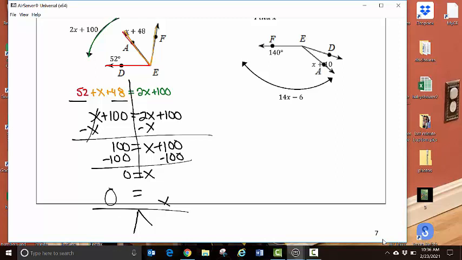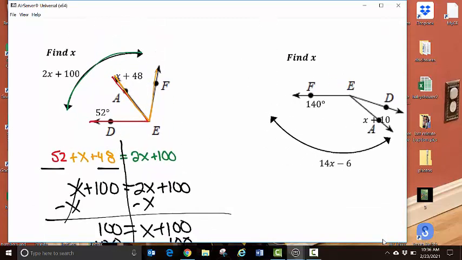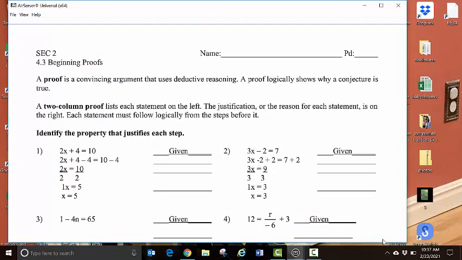And if you go back to the picture, that actually makes sense because it's saying, all right, we have 0 x's, 2 times 0. We don't have this. Yeah, 52 plus 48 equals 100. Okay, so I'm going to leave that. We worked on that last time. We're going to do this last part. We're going to talk about a proof.